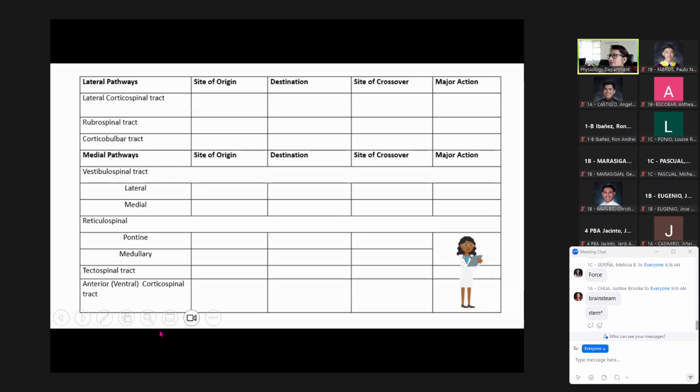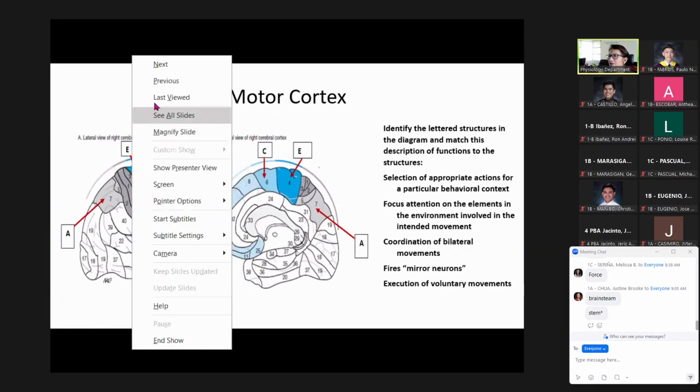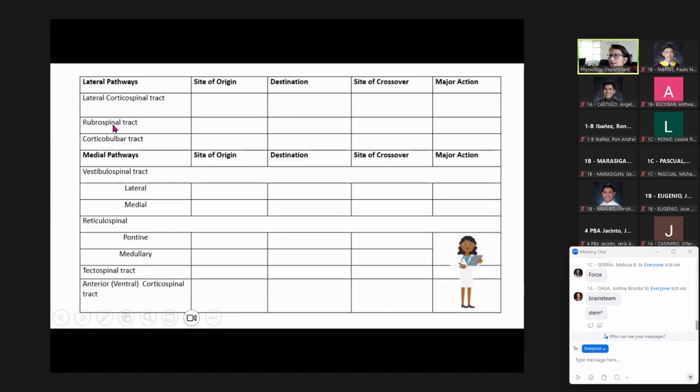So this is the table that I told you to fill out. Please fill this out, because of course I will ask questions based on how you fill out this table. You see the lateral pathways: you have your lateral corticospinal tract, your rubrospinal tract, and your corticobulbar. Medial pathways are vestibulospinal tract, reticulospinal, tectospinal, and your ventral corticospinal tract. Fill this out, please.